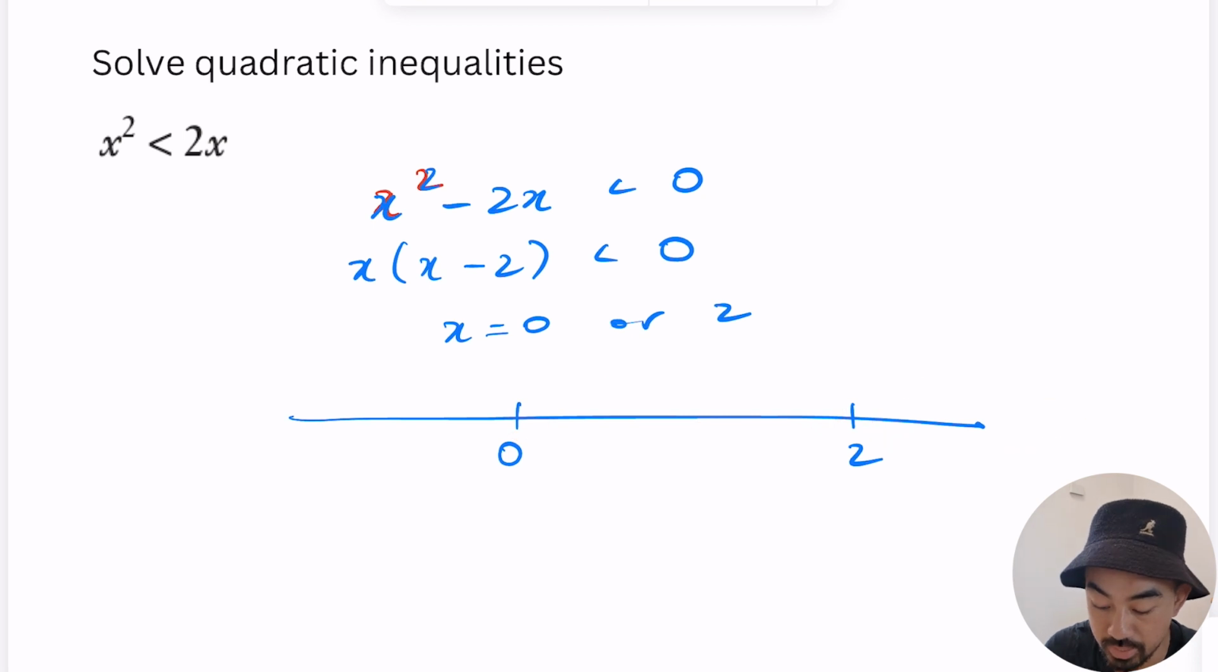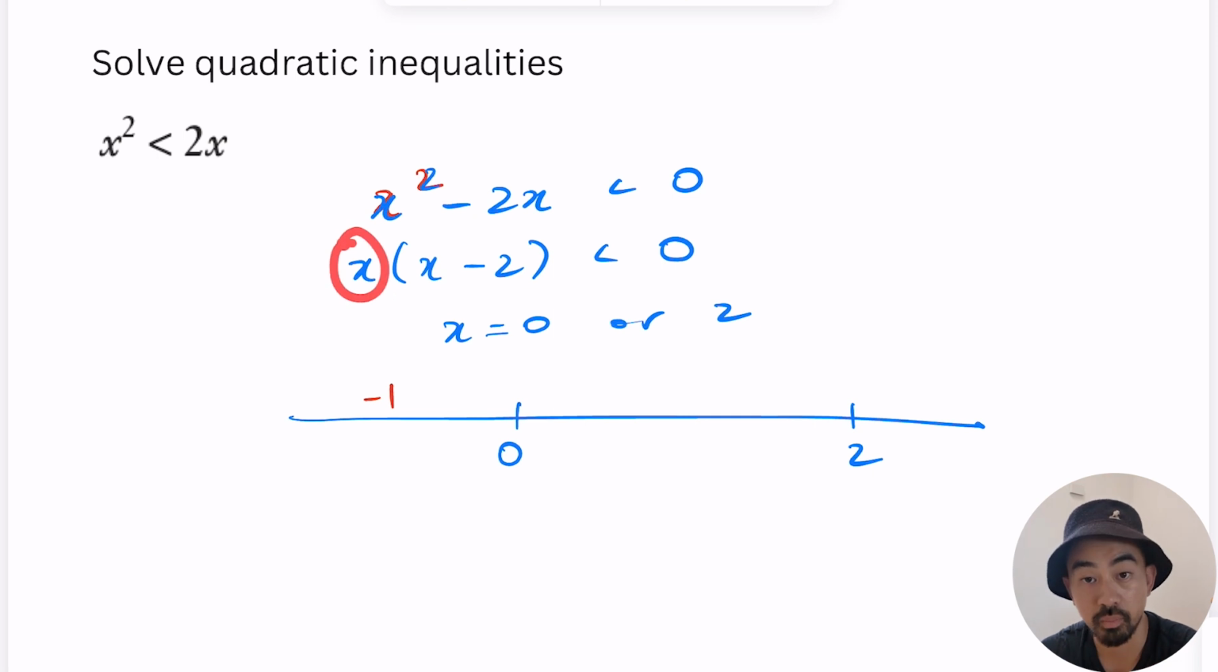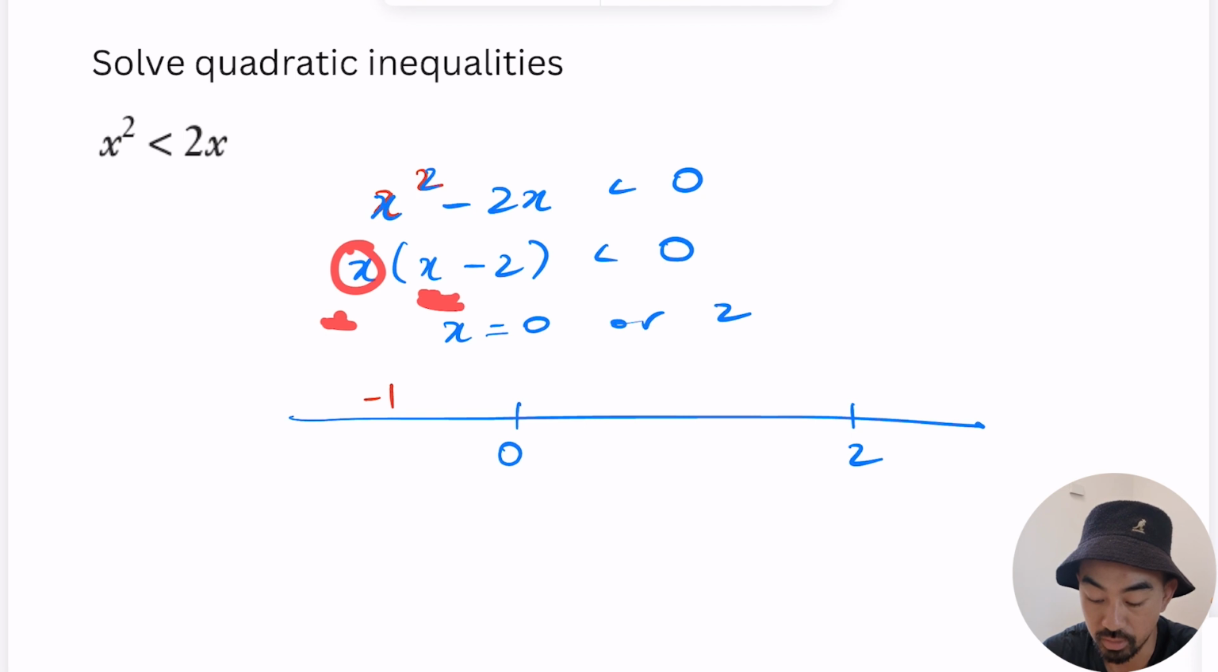All right, here we go. Let's say we choose a number less than 0, minus 1. So minus 1 in this position is going to be a negative number. Minus 1 minus 2 is also going to give me a negative number. That's minus 3. Now two negatives make a positive, and a positive is not less than 0. So it can't be there. So give that a cross.